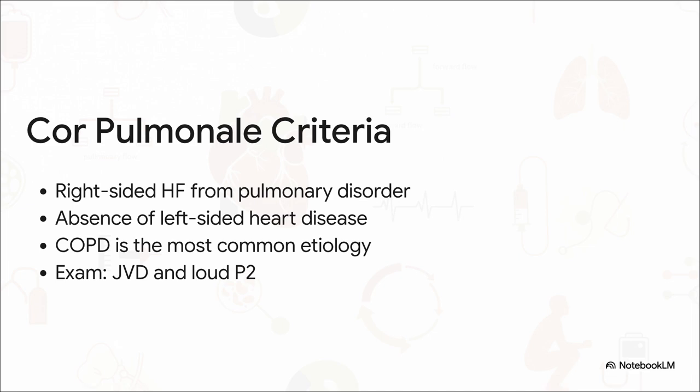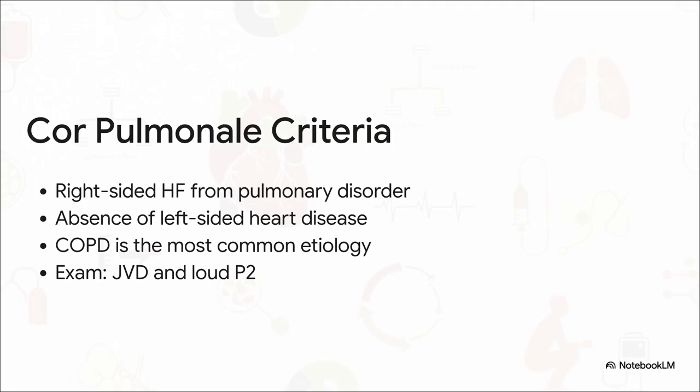And we have cor pulmonale. This is specifically right-sided heart failure caused by a primary pulmonary disorder. And the absolute golden rule you must remember? The strict absence of left-sided heart disease. If the right heart is failing because the left heart failed first, that is not cor pulmonale. COPD is the most common etiology here because of that chronic hypoxic pulmonary vasoconstriction.